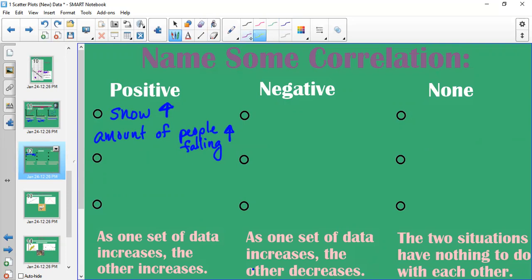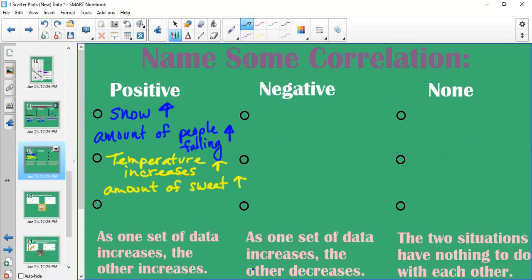We could also say as temperature increases, maybe your amount of sweat would also increase. Again, they have to be doing the same thing. So maybe they're not both going up. Maybe they're both going down.